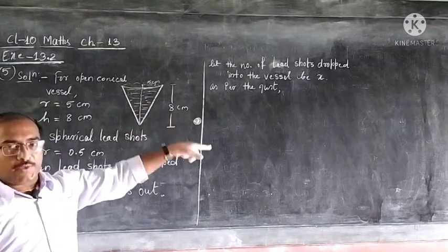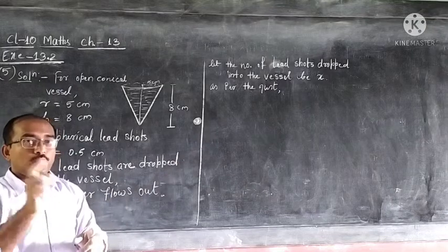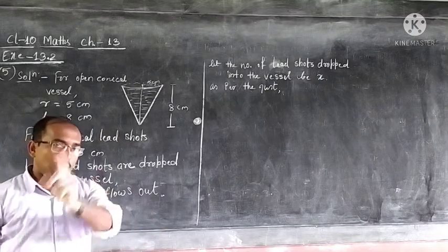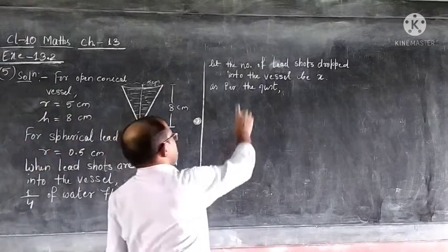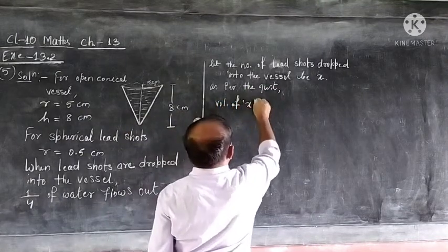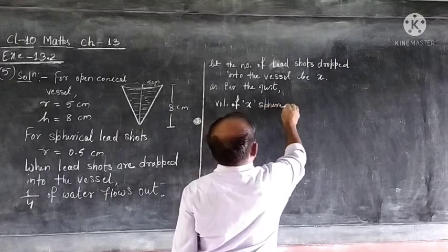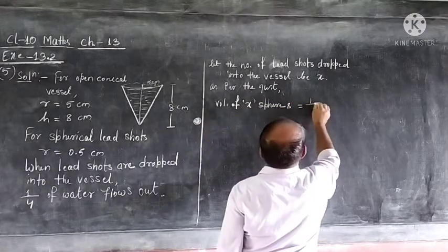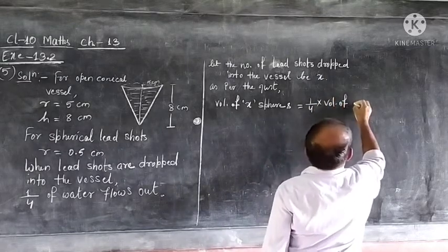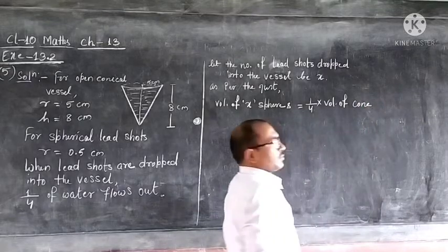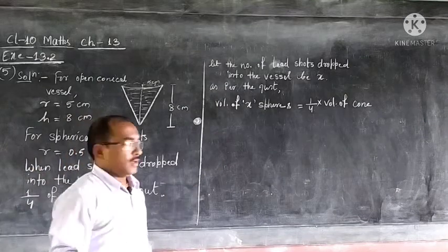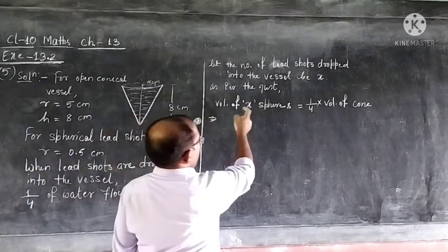So, the volume of that many spheres is equal to how much water is flowing out of the vessel? 1/4 into volume of cone. This situation will give us the number of shots. So, volume of x spheres is equal to how much water flows out? 1/4 into volume of cone. We can straight write, no problem, because the water is in a conical vessel, its shape will be conical only.